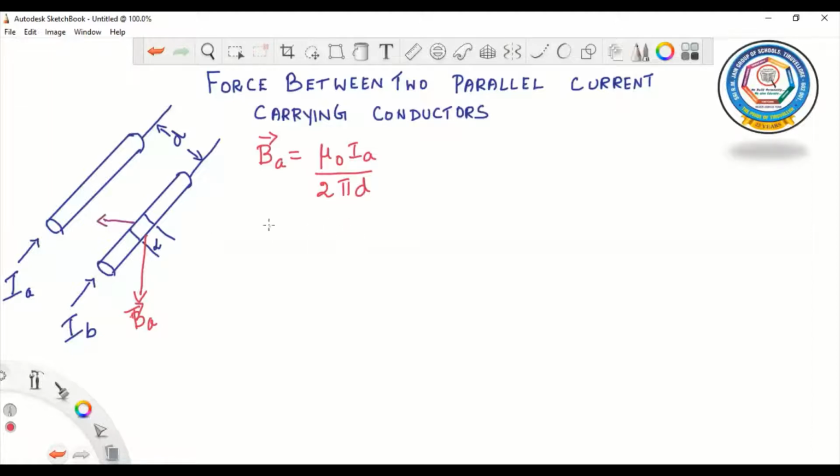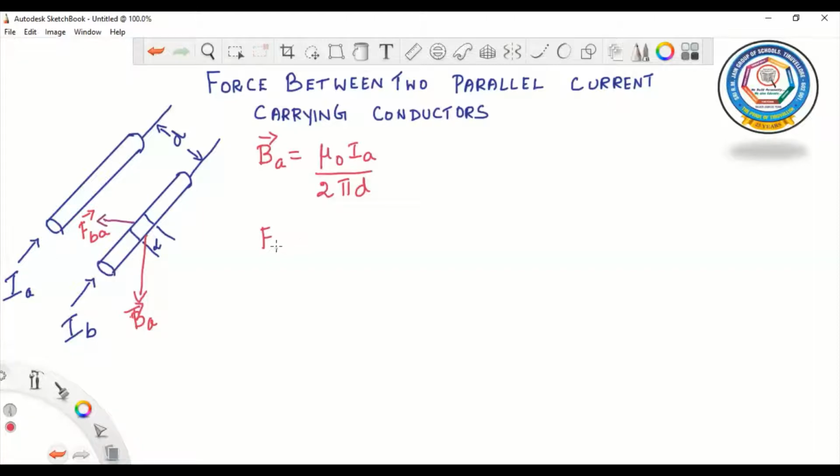Now here we are going to apply Fleming's left hand rule. By Fleming's left hand rule, the second conductor will experience a force due to the magnetic field created by the first conductor. What is the direction of this force? The direction of this force is towards the first conductor, that is, the first conductor A.